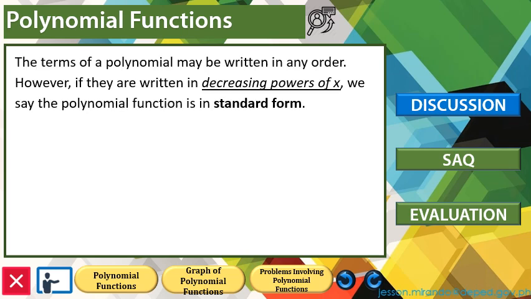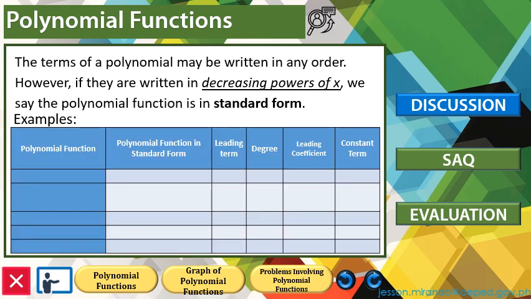The terms of a polynomial may be written in any order. However, if they are written in decreasing powers of x, we say the polynomial function is in standard form. Example: f of x equals 3 minus 11x plus 2x squared. To make it in standard form, just write the terms in decreasing power of x, that will be f of x equals 5x squared minus 11x plus 3.